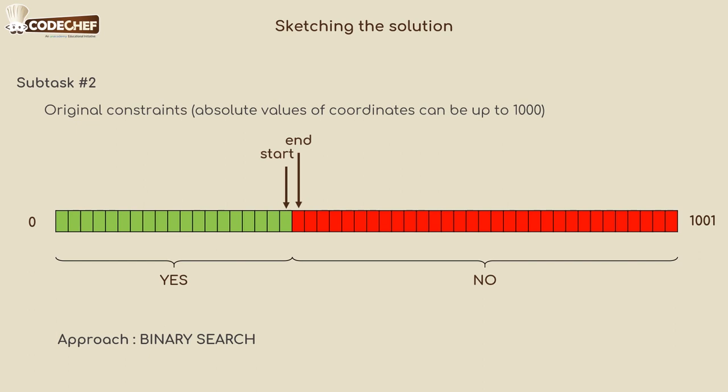Also now we know that end minus start is equal to 1. This means that the last cell or x coordinate that returns a yes is represented now by start. So the answer will be start.